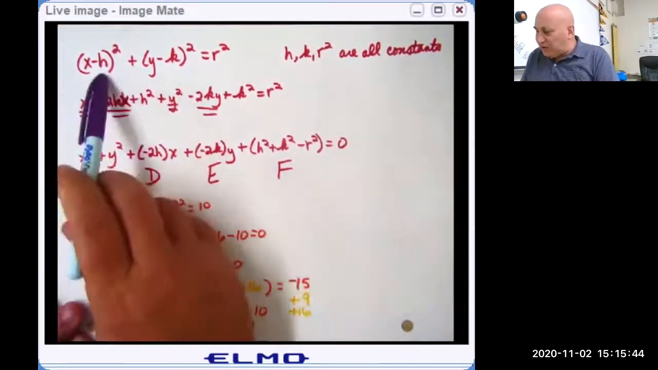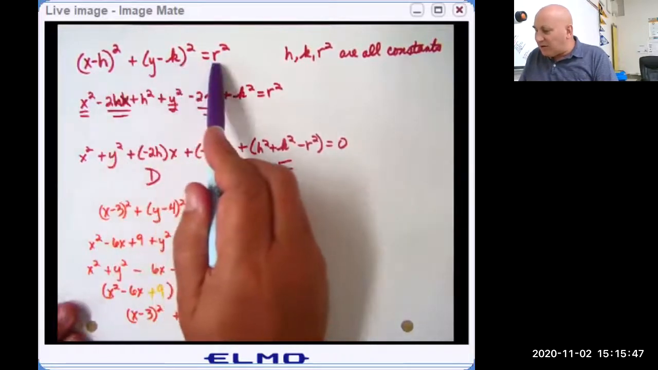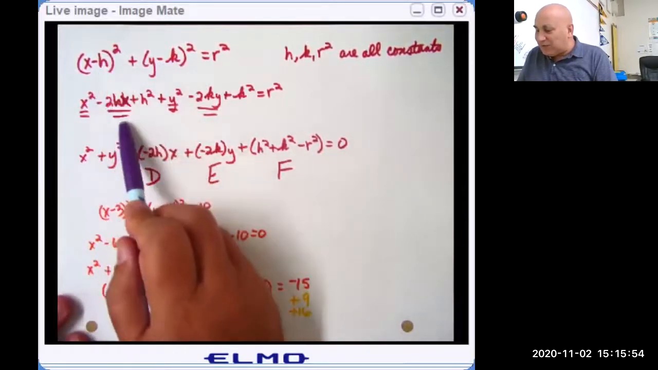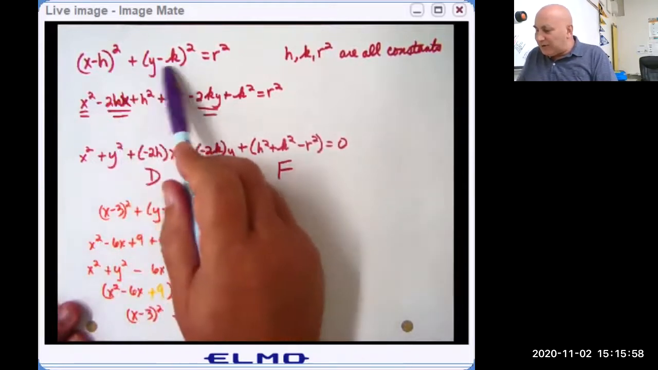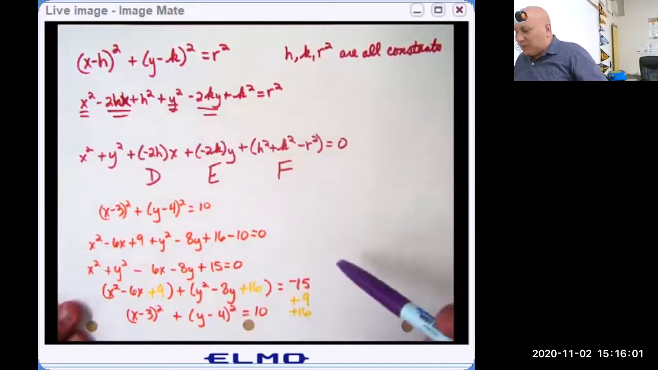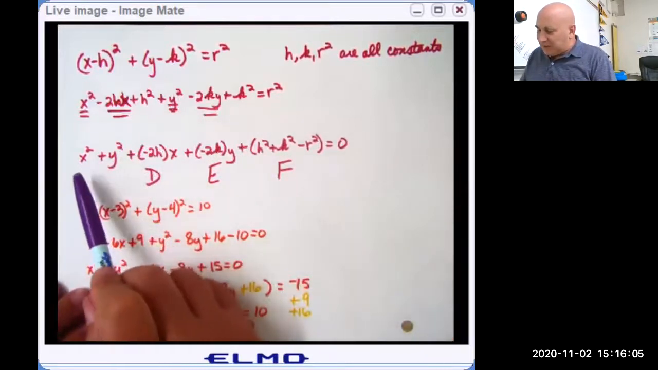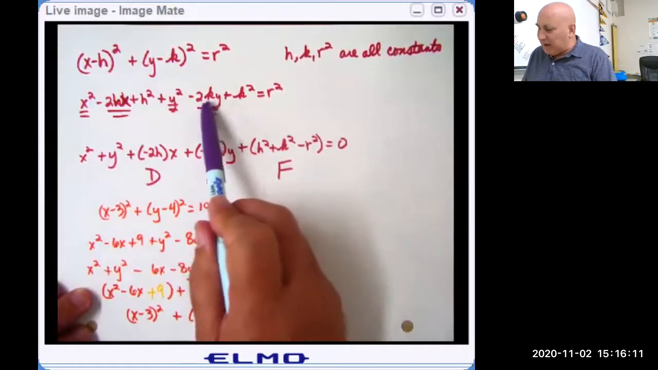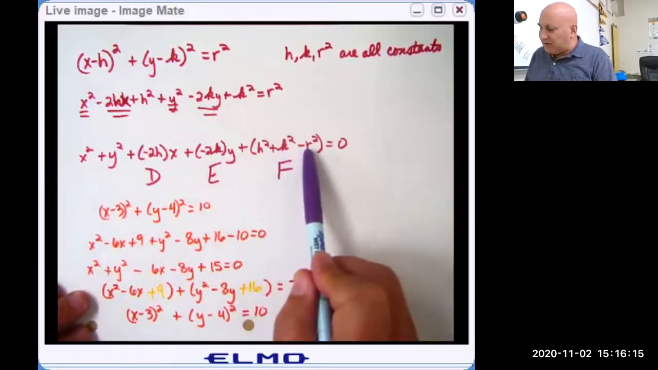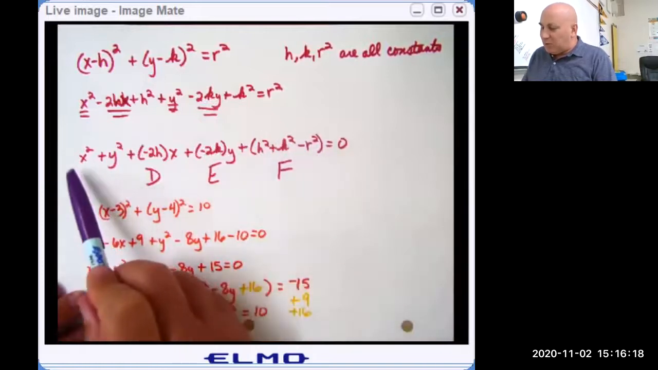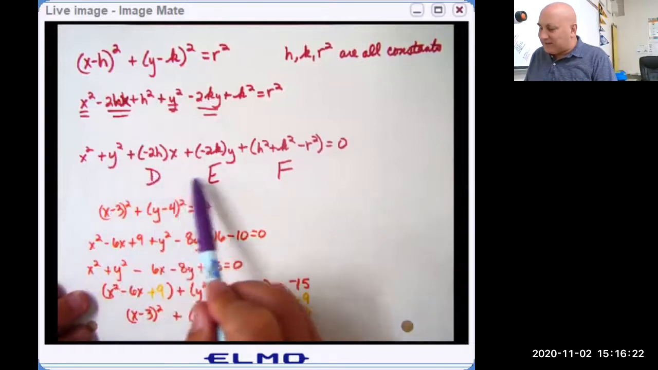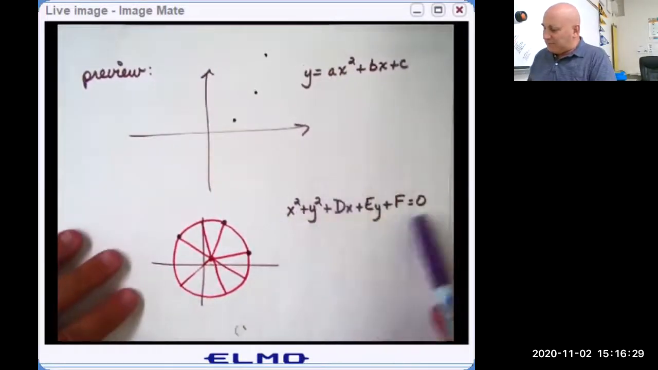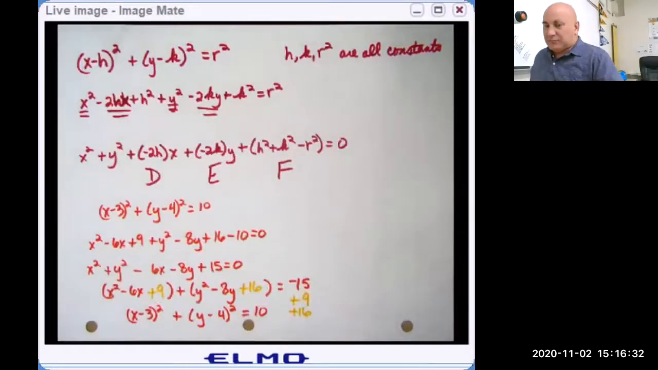So here's the equation of a circle where h, k, and r are all constants. If you FOIL this out, don't forget that negative 2hx term in the middle. And then if you FOIL this out, don't forget your negative 2ky term in the middle. Then what I did is I grouped these together. So I have x squared plus y squared plus my negative 2hx, my negative 2ky, and then these are all constants. If I group those together, that's where I get a 1x squared, a 1y squared, a dx, an ey, and an f equals 0. That's where this came from. I'll be able to use that.